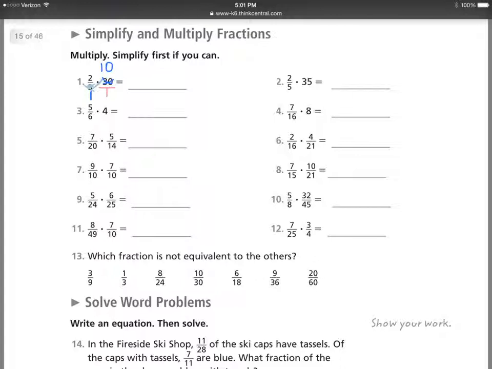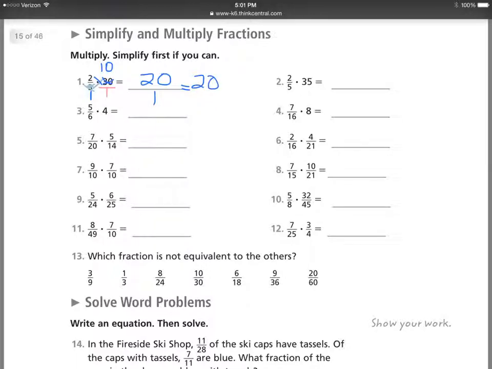And now we can take a look at our other two numbers that are diagonal, the 2 and the 1, and we realize that the 1 is as simple as it can get, so there's nothing I can divide both of these numbers by that would make them any smaller. So now I can just multiply 2 times 10, which is 20, and 1 times 1, which is 1, and that gets me 20 over 1, which is equal to 20.